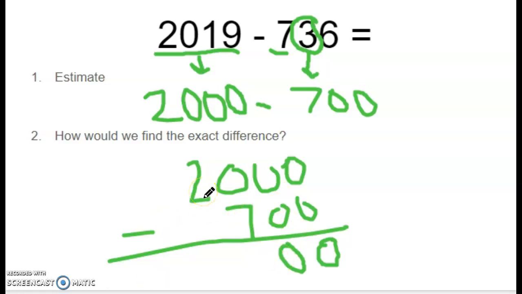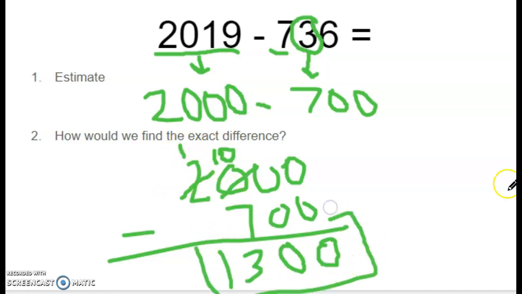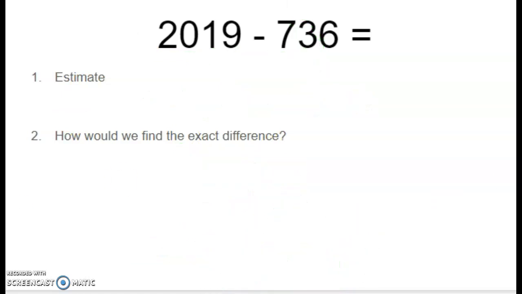So I'm going to have to take a group of thousands and add it to the hundreds. So 1,000 is the same as 10 hundreds. So now 10 minus 7 is 3. 1 minus 0 is 1. So we have 1,300. Yay. Okay.